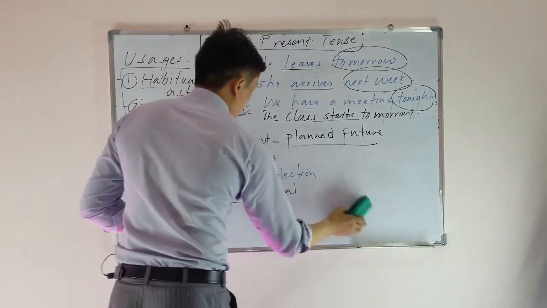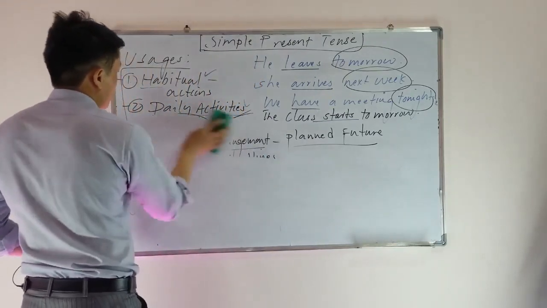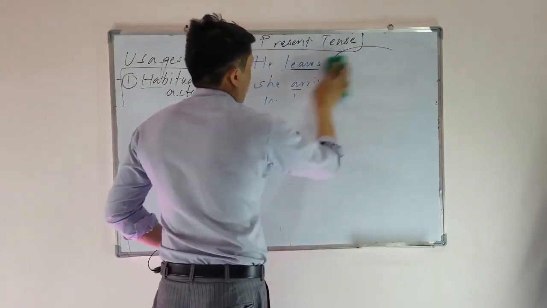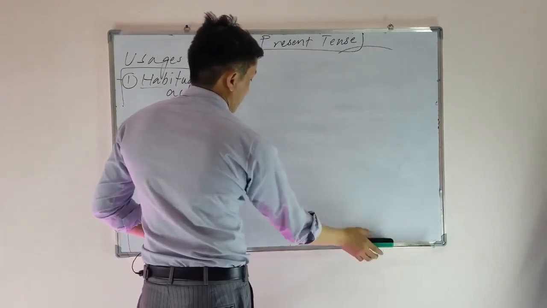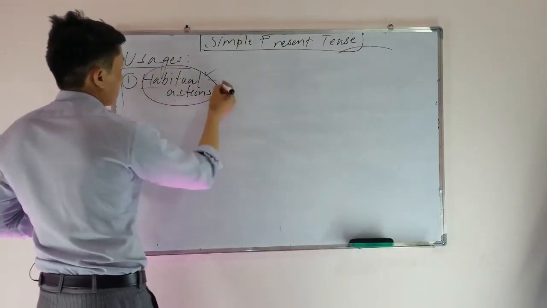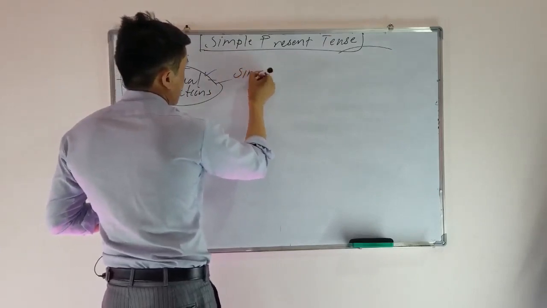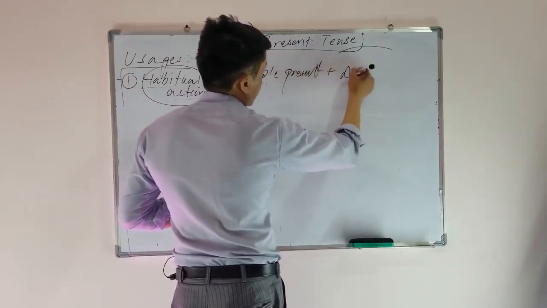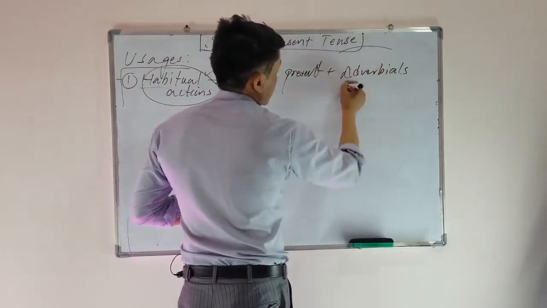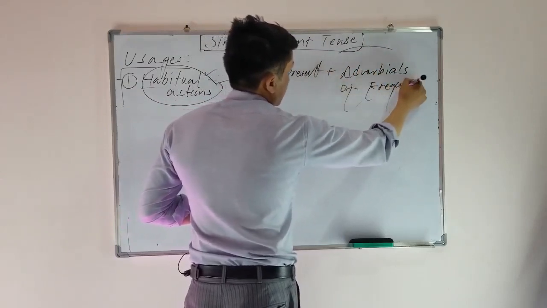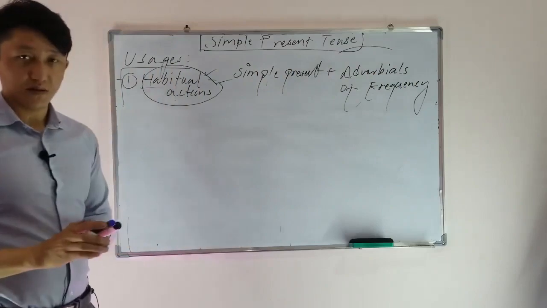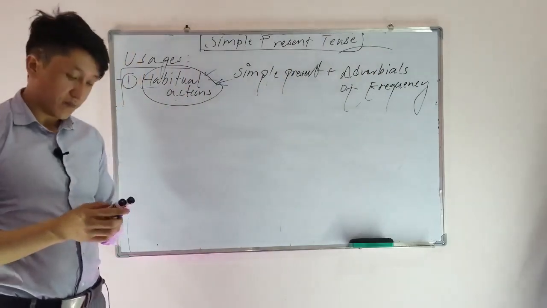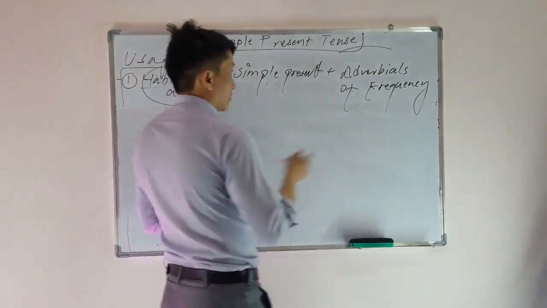Now, when we talk about habitual actions, mostly in simple present tense, if I want to talk about habits here, I have to use simple present tense plus adverbials of frequency. If I use adverbials of frequency plus simple present tense, what does this show? They show habitual actions. They talk about habits. So what are adverbials of frequency? These are the adverbials of frequency.